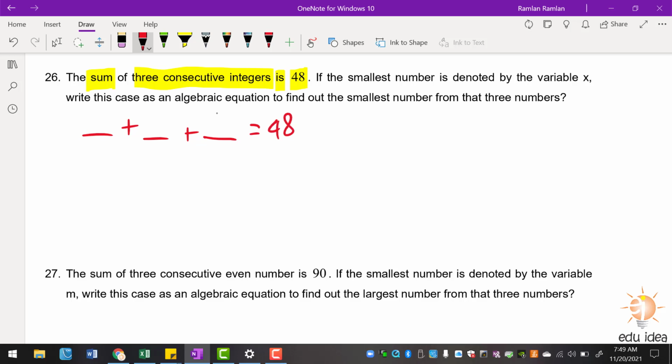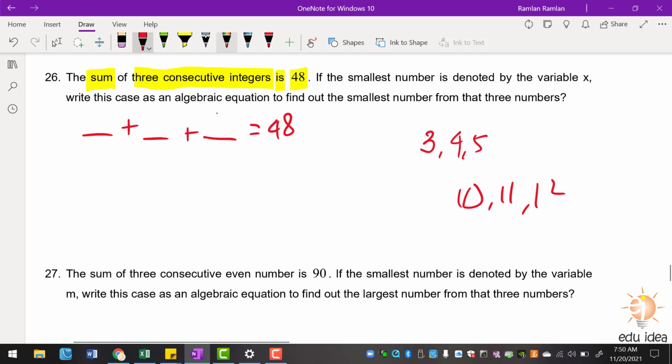And then notice that we have this word here, consecutive. Okay, consecutive means in order. For example, if I have a number, let's say 3, if I want to have three consecutive integers, I will get 4 and 5, like 3, 4, 5. It's three consecutive integers. Or I have like 10, 11, 12. This is also three consecutive integers, right?